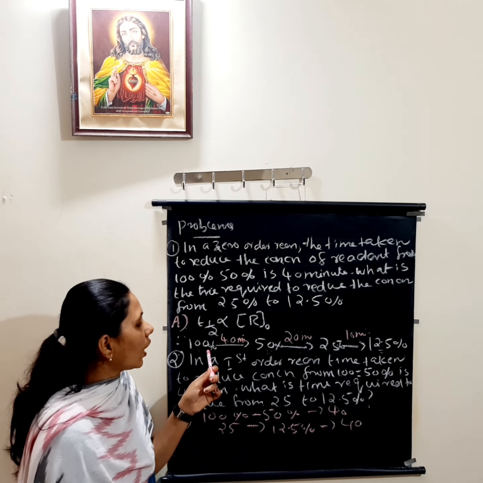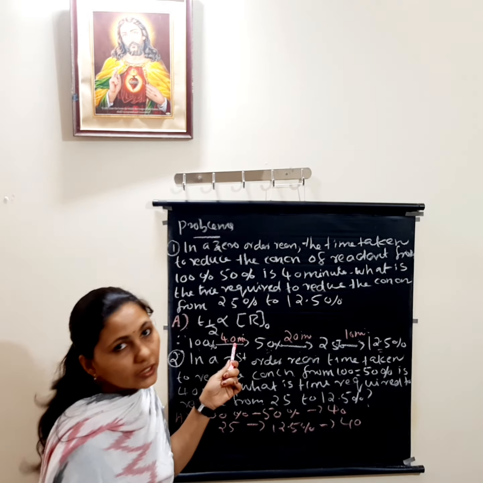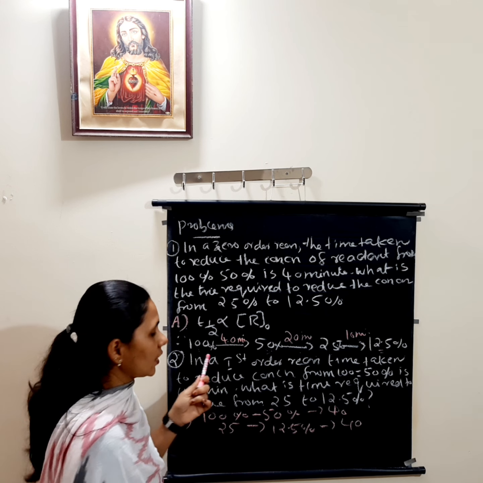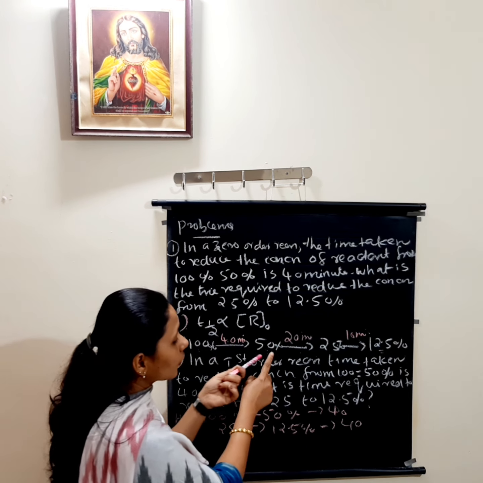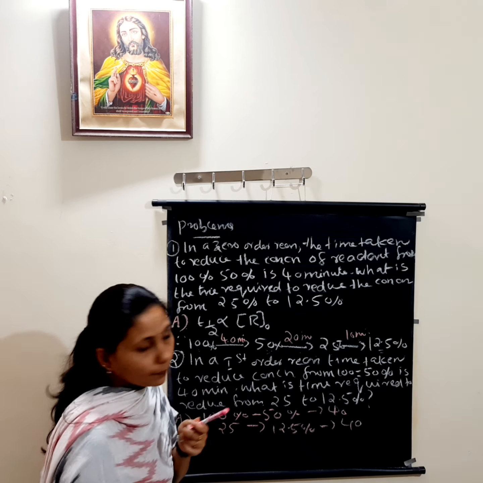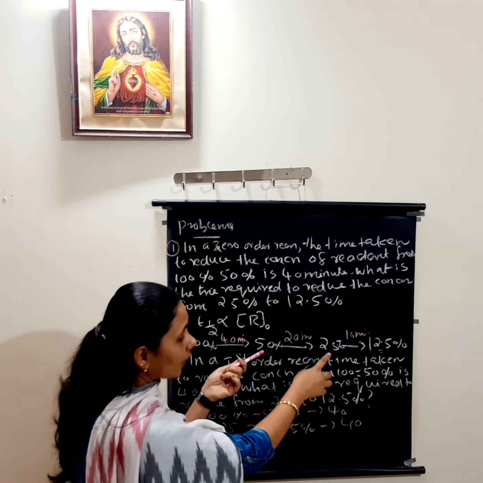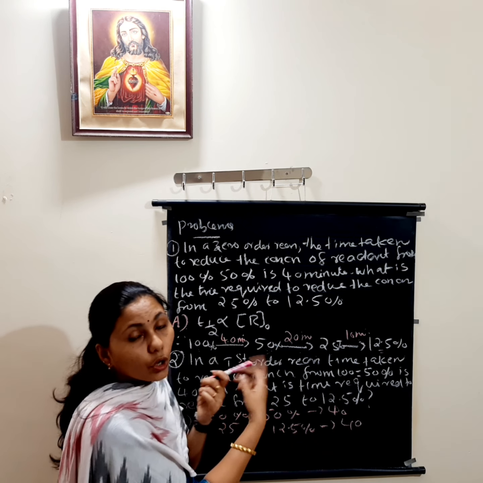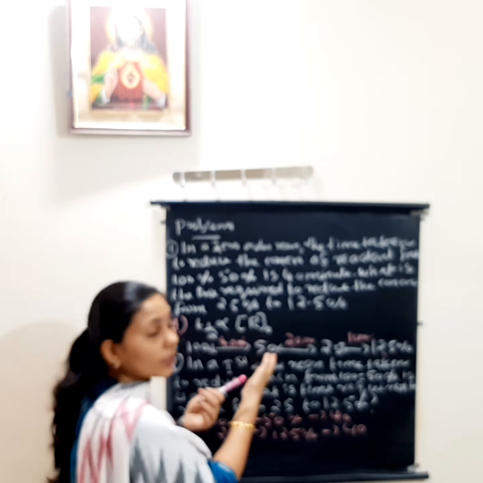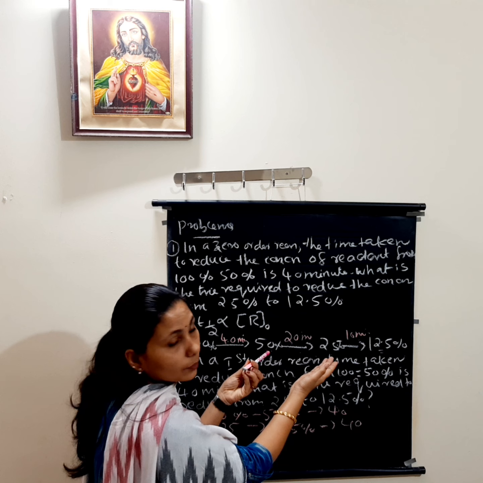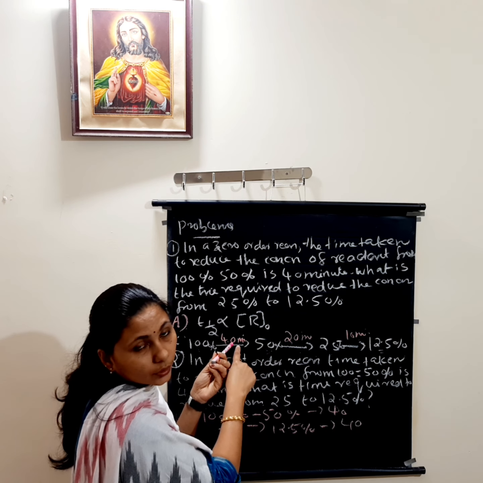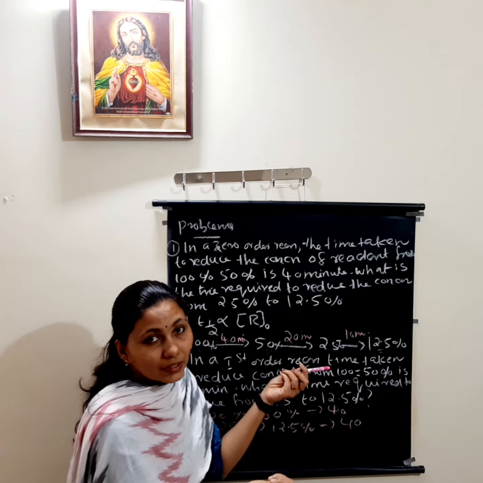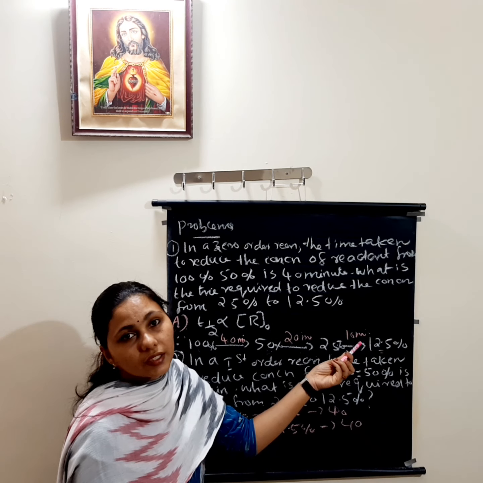So here we know 100% to 50% is given as 40 minutes, depending upon the initial concentration. Then 50% to 25% we can write as 20 minutes. How is it 20 minutes? Because the time is depending upon the initial concentration. Initial concentration is reduced to 50%, so from 50% to 25% only half of this 40 minutes will come, that is 20 minutes. Then 25% to 12.5%, how much will it be? The half of 20 minutes, that is 10 minutes.